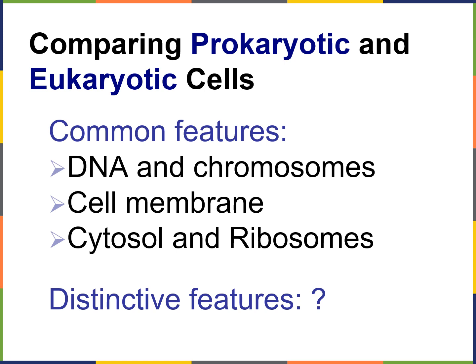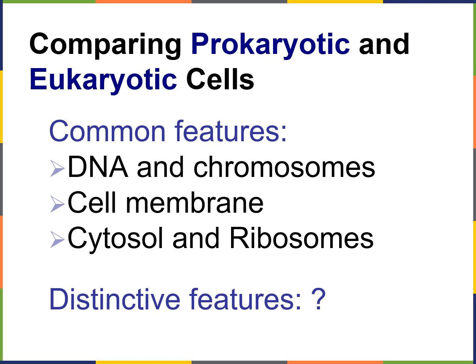Both cell types have cytosol, that is the liquid inside the center of the cell, and both cell types have ribosomes. So ribosomes, if you remember, this is the site of protein synthesis. That's really the only similarities between prokaryotic cells and eukaryotic cells.